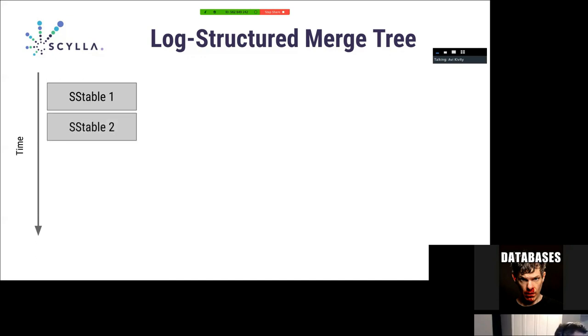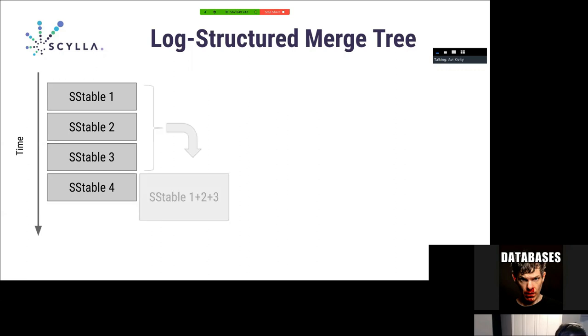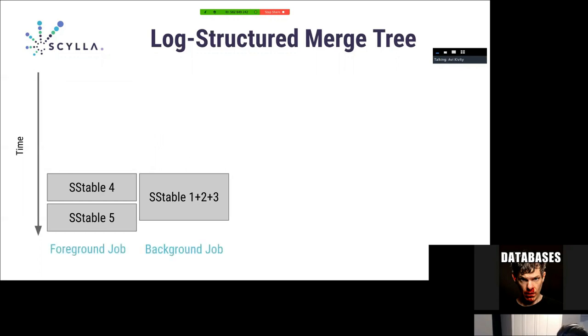And as time passes, we get more of these SS tables being deposited on disk. And these SS tables can contain overwrites or duplicate keys. And these duplications are a performance problem because you need to read and merge all of those SS tables, and also they occupy duplicate space. So you need some process that merges those SS tables using a sequential merge scan. And that process is called compaction. And while this compaction is happening, we keep depositing more SS tables from the foreground process, which is the writes. So this gives us a foreground job, which is the regular writes, and the background job, which tries to compact those SS tables.